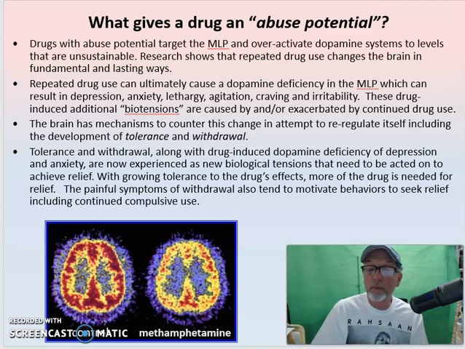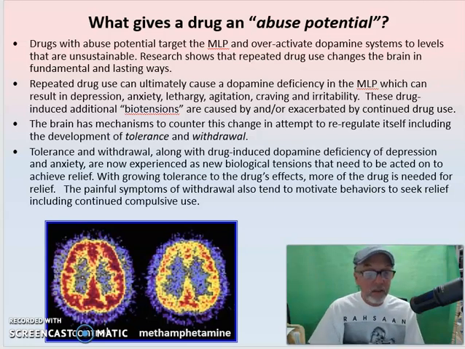Repeated drug use can ultimately cause a dopamine deficiency. That's the downside. That's the dark side of addiction. Initially, when there's sufficient dopamine for the drug to act on, there's a feel-good response. But the brain can't keep up with the dopamine production needed to sustain pleasure. And pretty soon, there's drug-induced dopamine deficiency, which causes depression, anxiety, lethargy, agitation, craving, and irritability. These drug-induced additional biotensions are now caused by and exacerbated by continued drug use. And the brain has mechanisms to counter this change in an attempt to re-regulate itself. Our brains are driven to find and regain balance, and the development of tolerance and withdrawal are attempts the brain makes to do that.